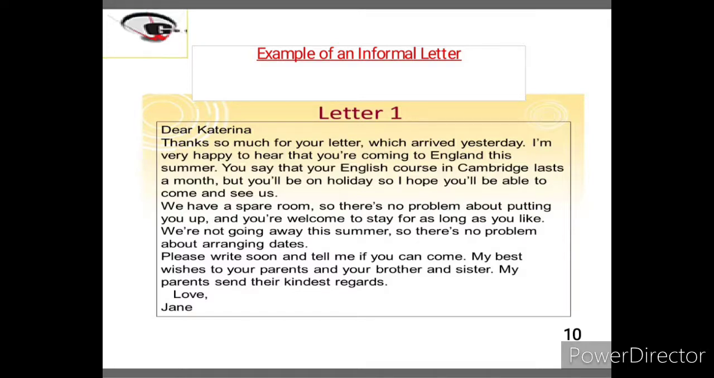We have a spare room, so there is no problem about putting you up, and you're welcome to stay for as long as you like. We are not going away this summer, so there is no problem about arranging dates. Please write soon and tell me if you can come. My best wishes to your parents and your brother and sister. My parents send their kindest regards. Love, Jane. So, this is an example of an informal letter.